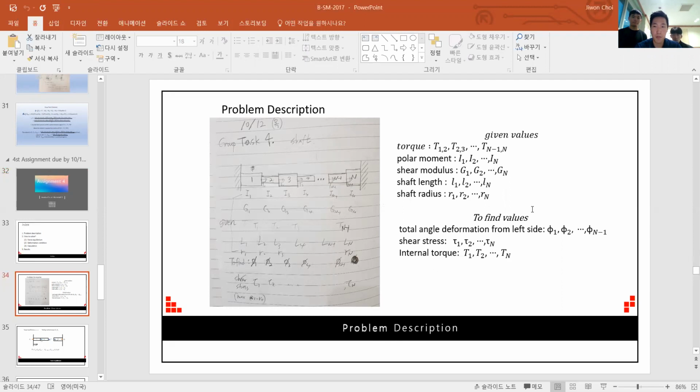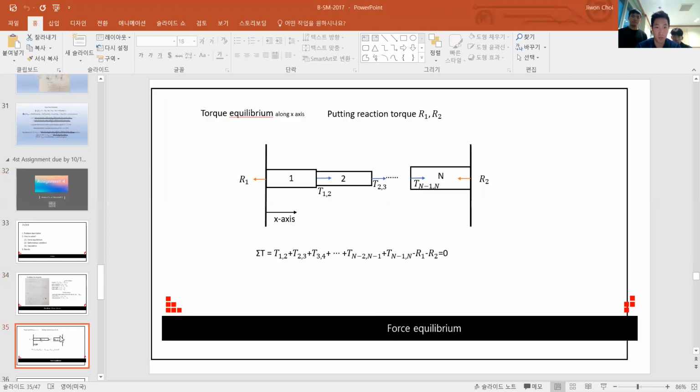And we have to find the total angle deformation from the left side, phi1, phi2, to phi n-1. We also have to find the shear stress, tau1, tau2 to tau n, and the internal torques, T1, T2 to Tn. And let's move on to how to solve. We have to use torque equilibrium along the x-axis.